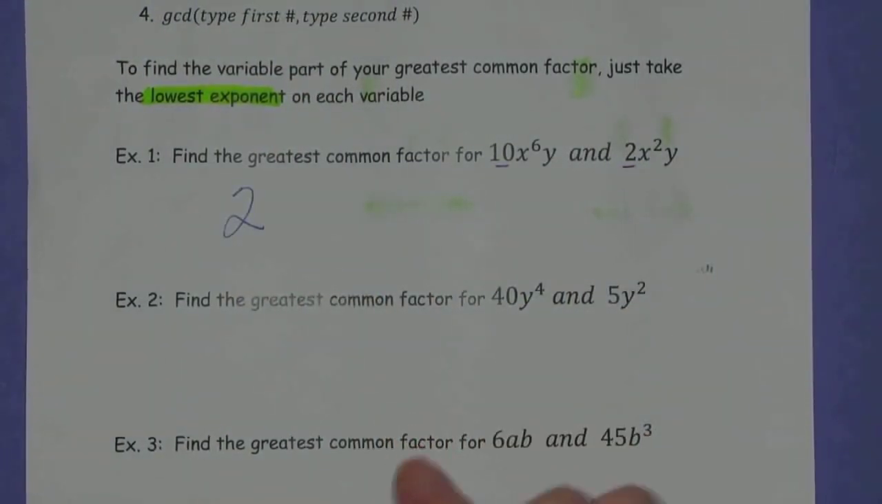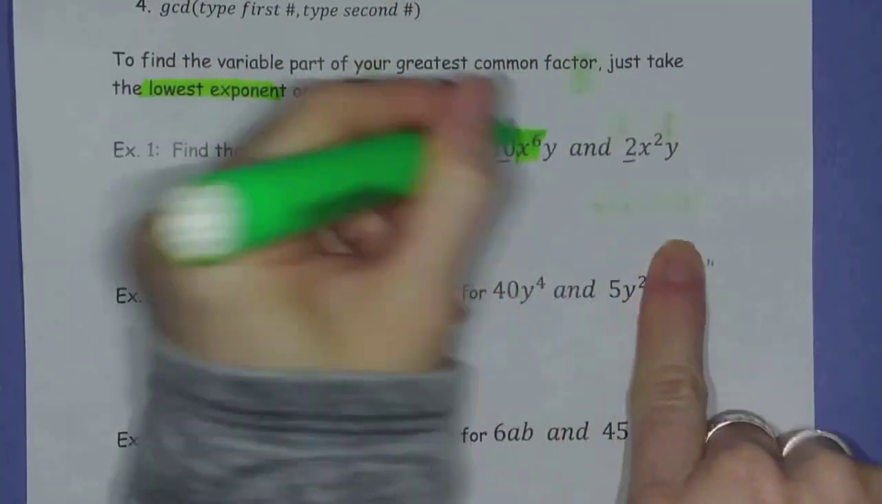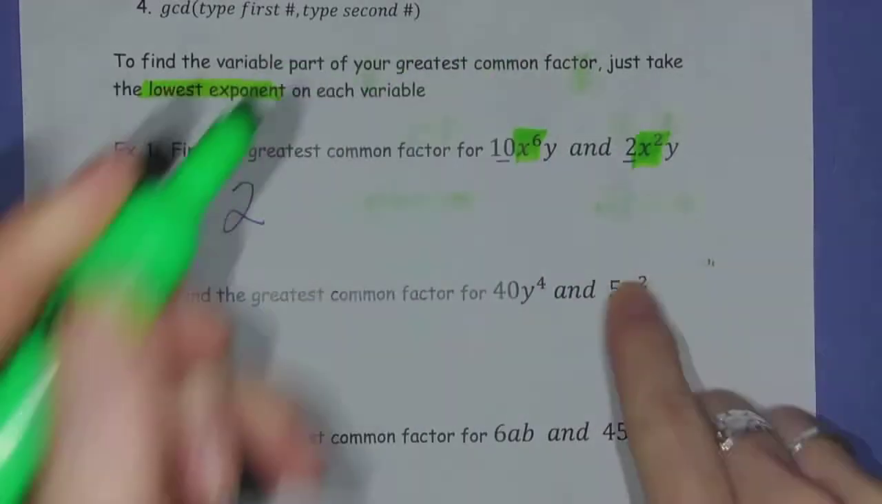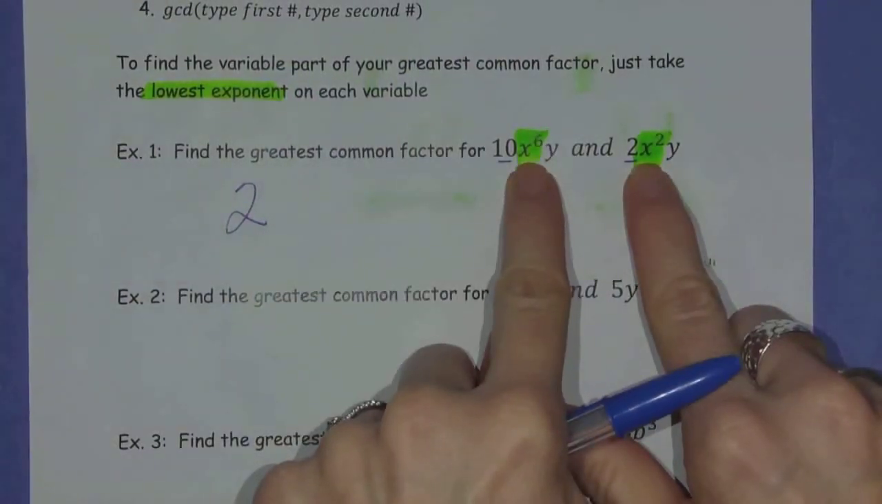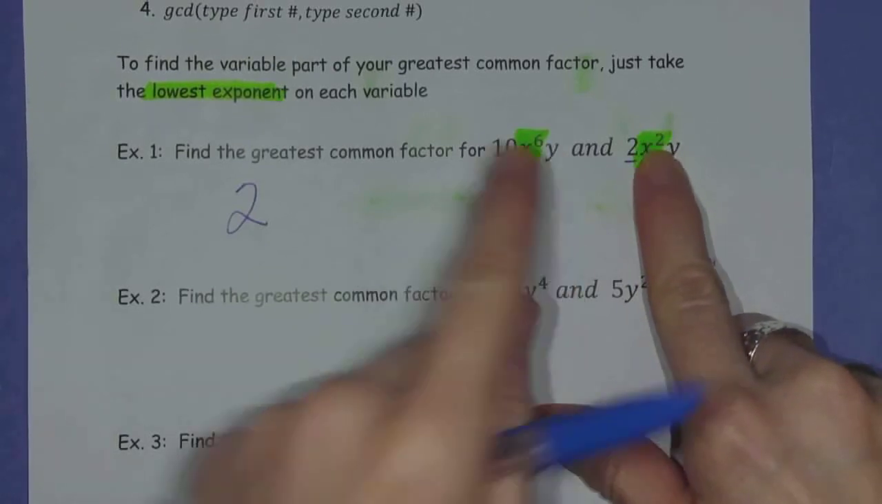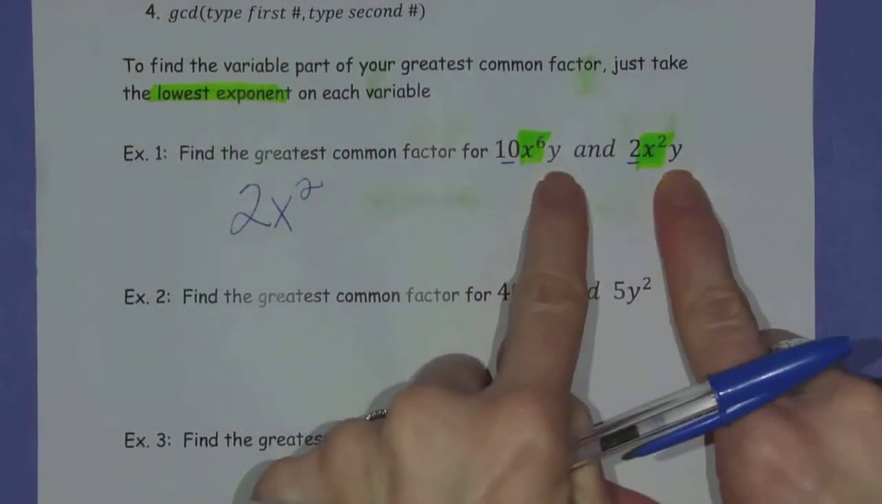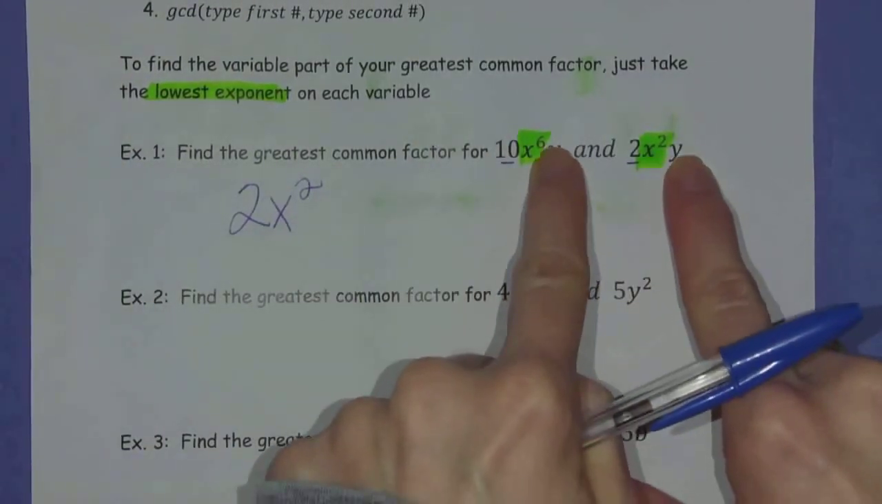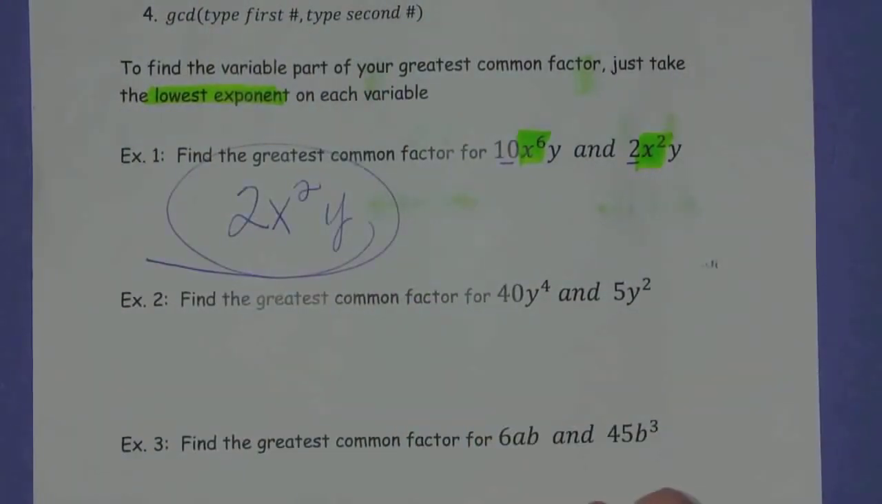Now let's look at our exponents. We've got x to the 6th versus x squared. Well, I'm going to take the lower x because the most they have in common is 2. You can't take 6 from a term that only has 2. So x to the second. And look at my y's. They definitely have just one y in common. And that is my GCF.